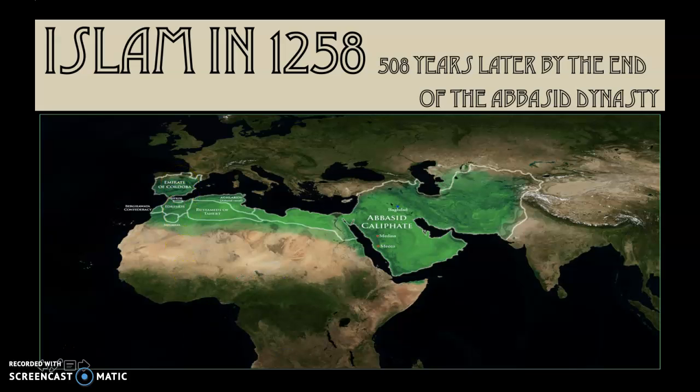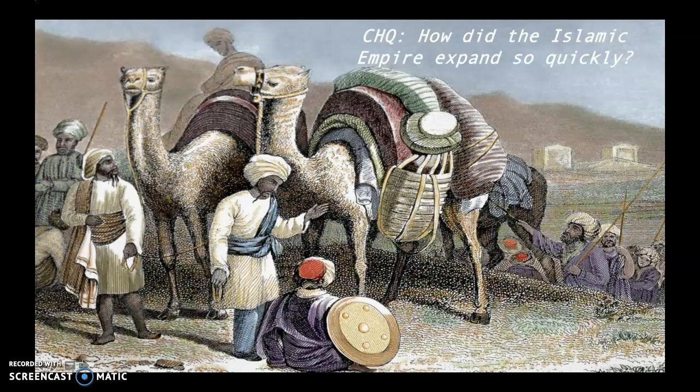So, the question that we're going to be asking ourselves today is this. Okay, how on earth did they do that? Within a relatively short period of about 500 to 600 years, these people expanded their empire to encompass a massive, massive part of the known world at the time. Now, how on earth did they do it?